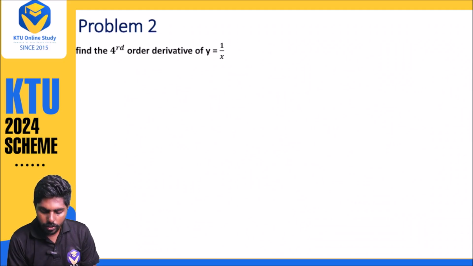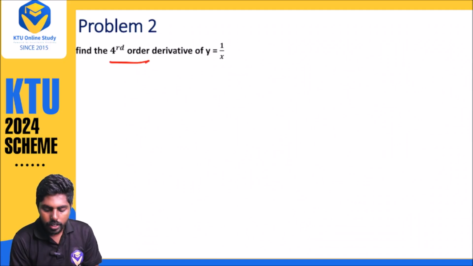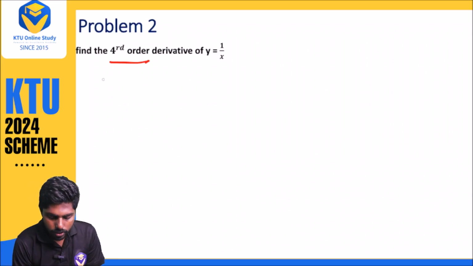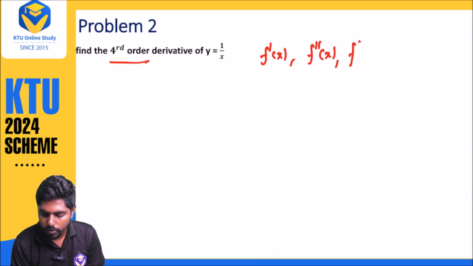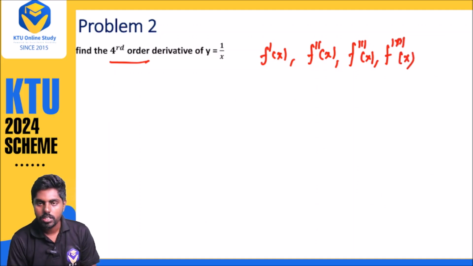So what have they given? Find the fourth order derivatives. That means what are the things we want to find out? f dash of x, f double dash of x, f triple dash of x, f 4 dash of x. So this is the thing we want to identify.